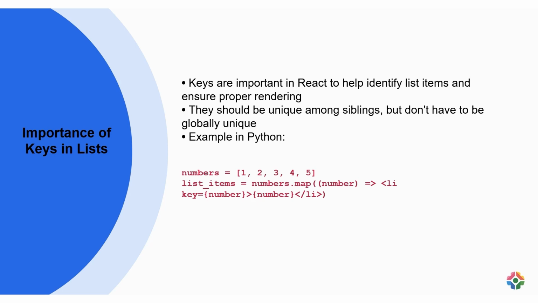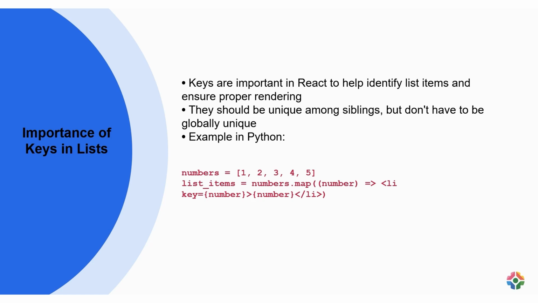numbers equals 1, 2, 3, 4, 5. listItems equals numbers.map number, li key equals number. In the context above, numbers represents an array containing integers from 1 to 5. Utilizing the map method, each number is dynamically mapped to an li element within the list. The key property is set to the respective number, ensuring each li element is uniquely identified.